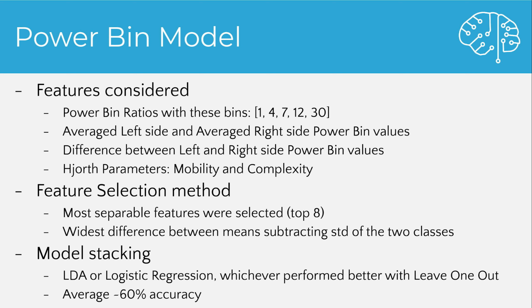Feature selection was done by finding the most separable features, and this was calculated based on the widest difference between the means of the two classes and subtracting the standard deviation for these two classes on those features. Additionally, we did model stacking in which we selected the best classification model that performed better with a leave-one-out methodology, and in the end, our model was able to average approximately 60% accuracy.